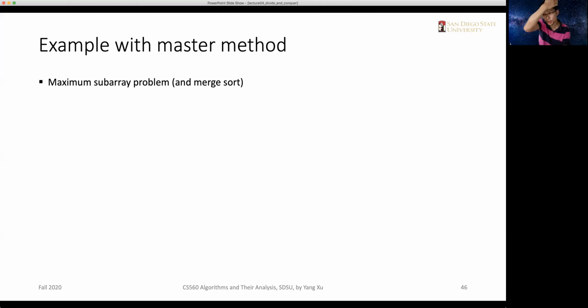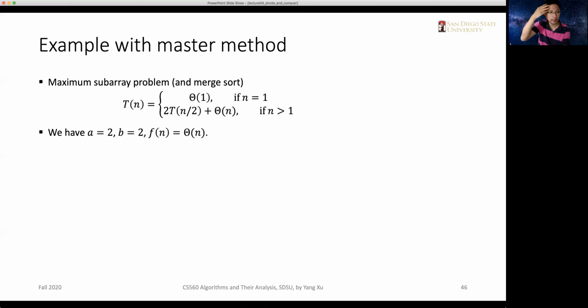We have gone through this example last time. In the maximum subarray problem or merge sort, they have basically the same form of recurrence. We have a equals 2 and b equals 2, and the function f(n) is a linear function. In this case, n^(log_b a) is also a linear function. So f(n) and the polynomial function grow equally fast, which means we need to apply case 2.